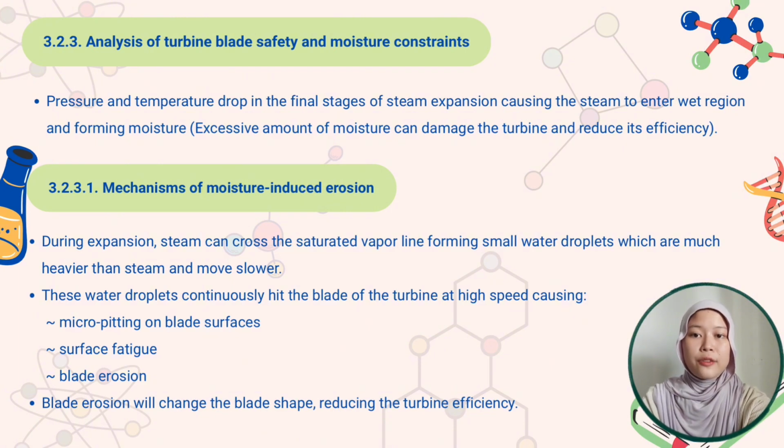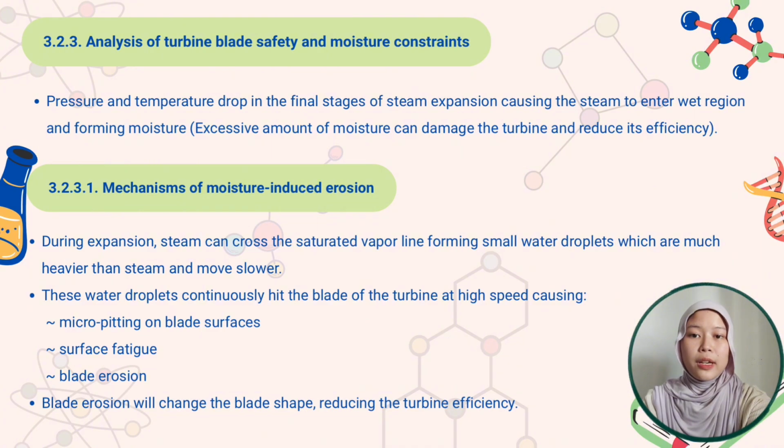These droplets travel at high speed and continuously strike the turbine blades. Over time, this causes problems such as surface fatigue, micropitting, and blade erosion. Blade erosion gradually changes the shape of the turbine blades, reducing efficiency and increasing maintenance requirements. Therefore, controlling moisture content is an important consideration when designing high-power Rankine cycle systems.